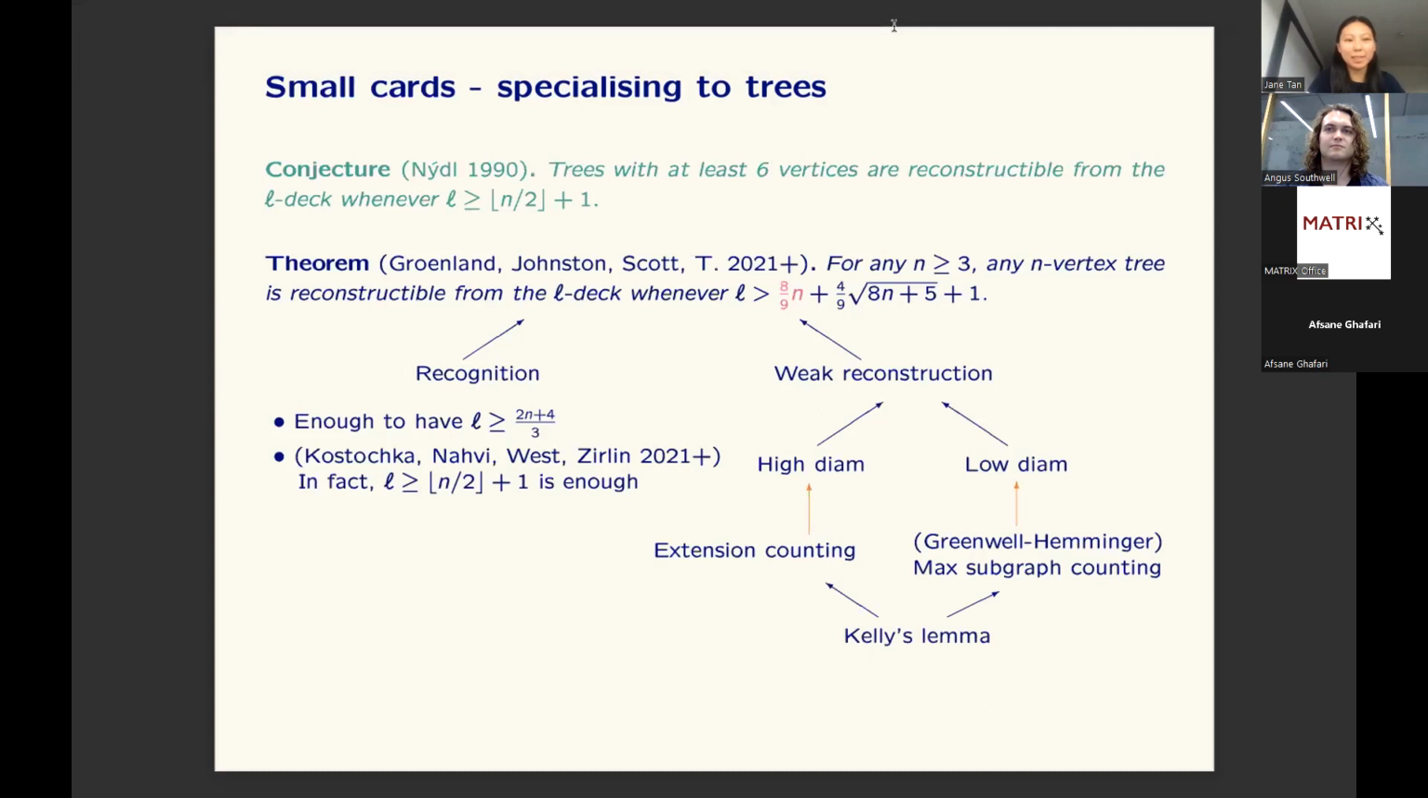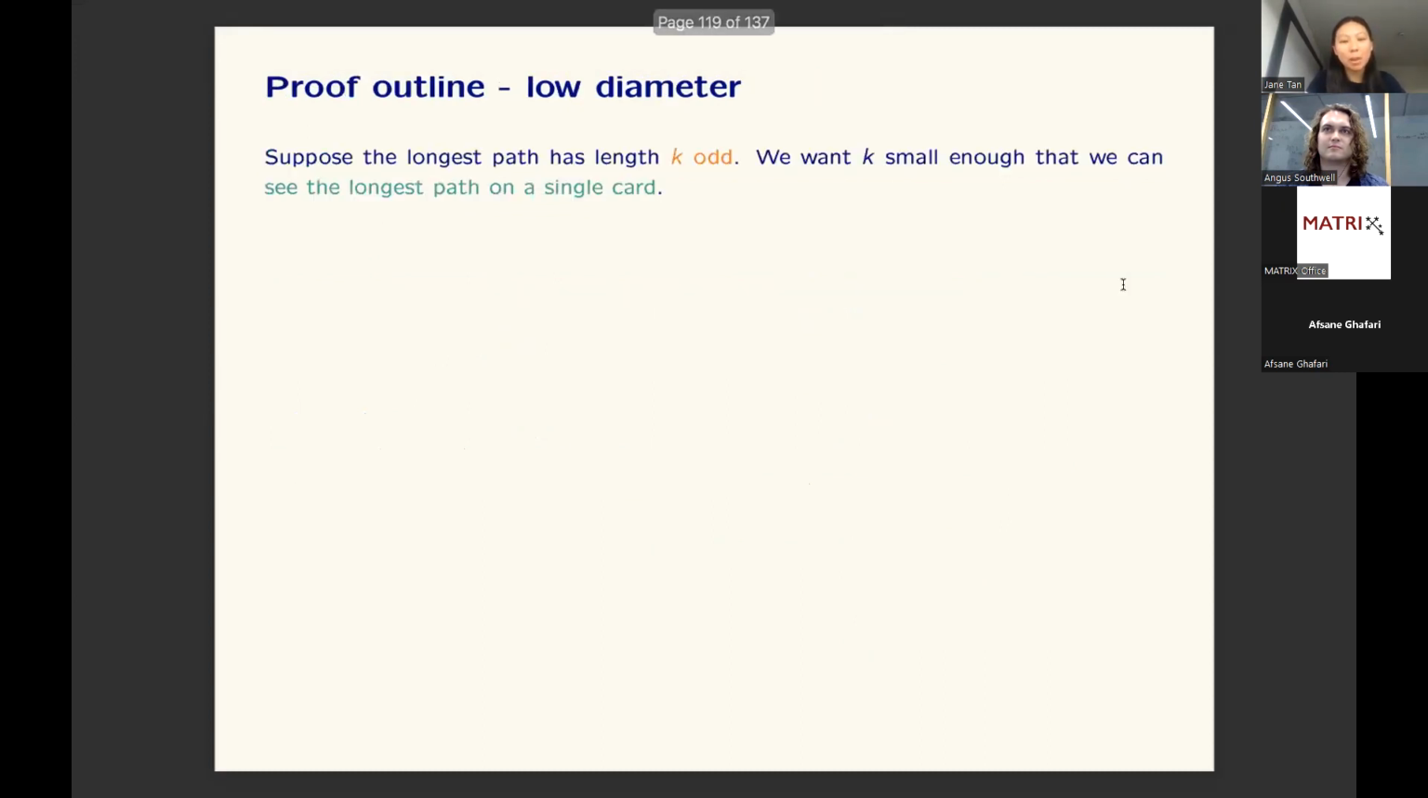I think I have a couple of minutes, so I'll just try to outline maybe the high and low diameter ideas. The reason why diameter is interesting is that it can help us to provide an anchor, which allows us to glue parts of the tree together. So in the low diameter case, what low means is that it's small enough so that we can see the longest path on a single card. That's really useful because the center of a tree, whether that's a vertex or two vertices, is unique. So regardless of the longest path, that center is going to be well defined.